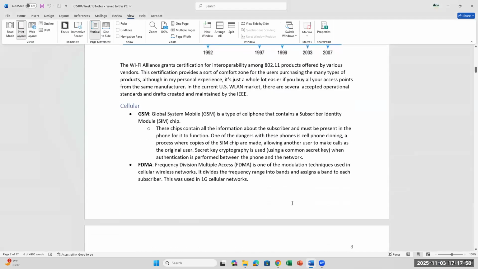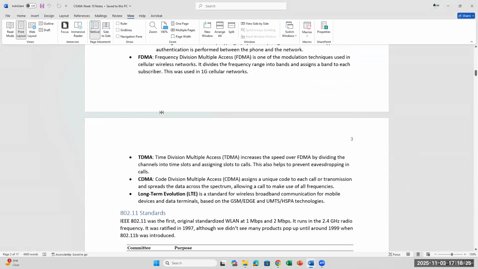Okay, so here in cellular, it talks about GSM and FDMA. If you have used AT&T or T-Mobile back in the day, they used GSM, and Verizon Wireless in this area used frequency division multiple access, your FDMA. They have since upgraded this to a different type of cellular network, right?